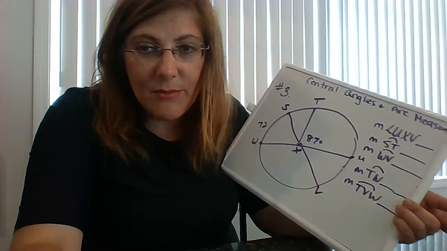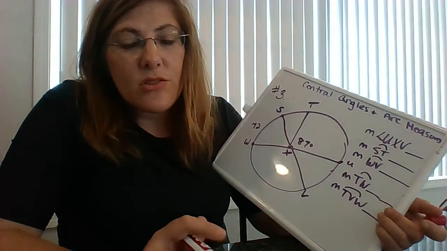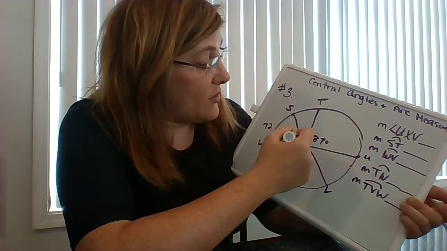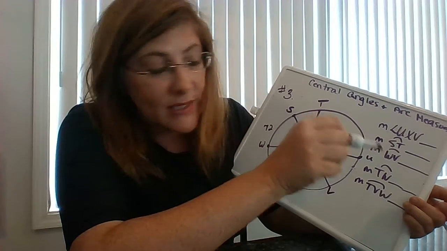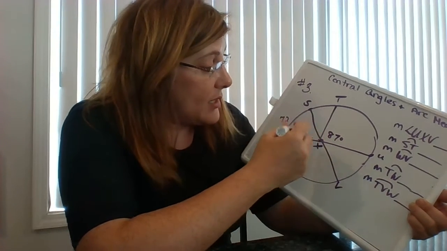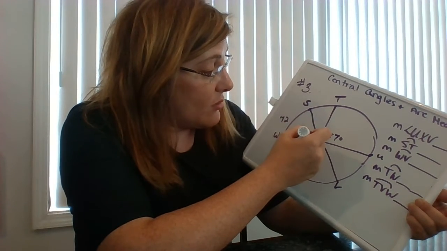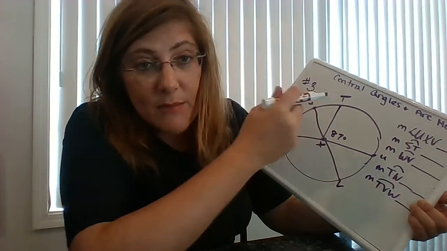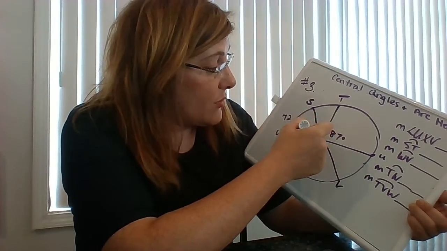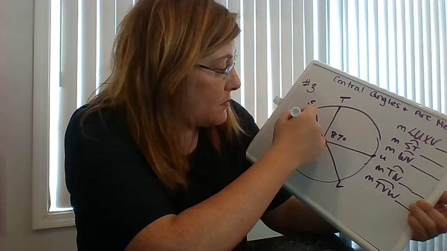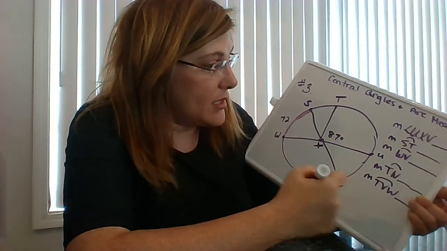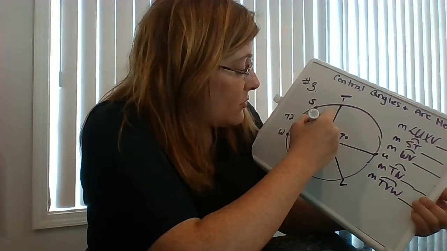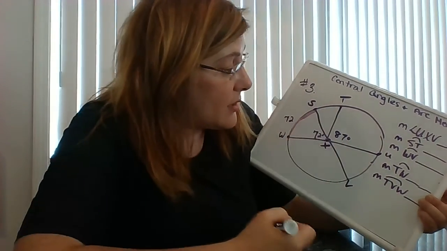Okay, this is number 3 on our worksheet. So the first thing we have to do is if they give us an arc measure, we have to write in its corresponding central angle measure. And remember, whatever the central angle measurement is, the arc measure is always equal. The same goes if you know the arc measure, you know the central angle measure. So this piece right here is 72. Then its corresponding central angle is also 72 degrees.